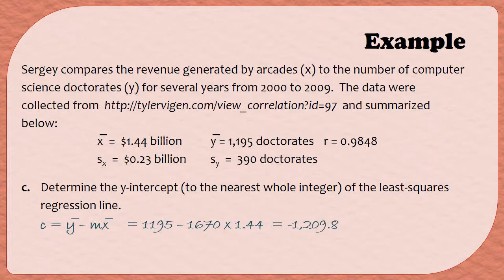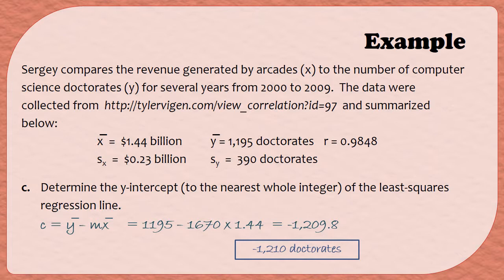Simplifying gives me negative 1,209.8. Because we were told to round to the nearest whole integer, again I'm going to round to the ones place. And again, that 9 is going to have to round up because of the 0.8. So I end up with negative 1,210. Because this is a y-intercept, the label or the units are the y units, which in this case are doctorates.